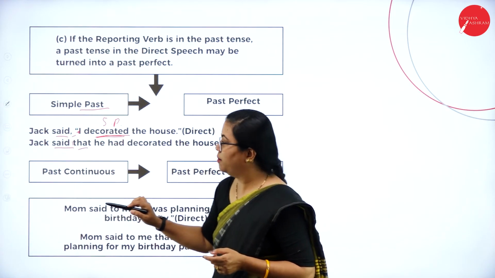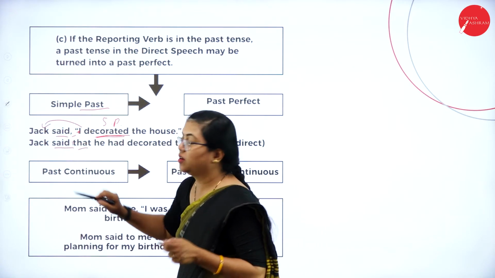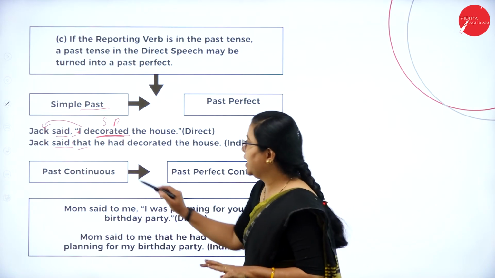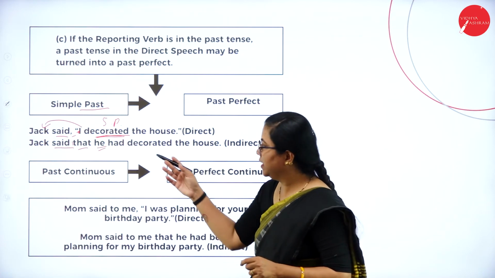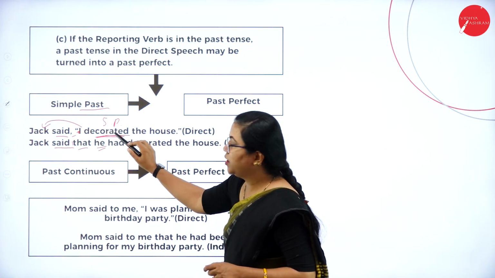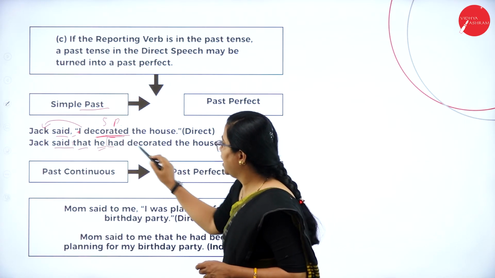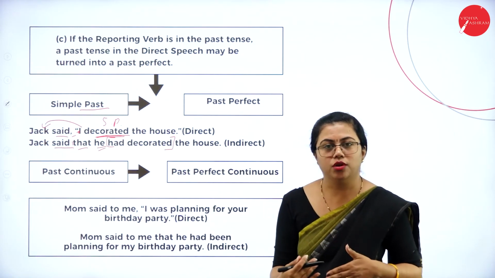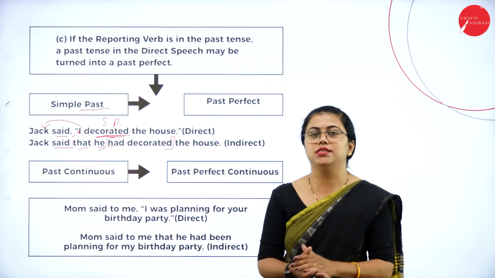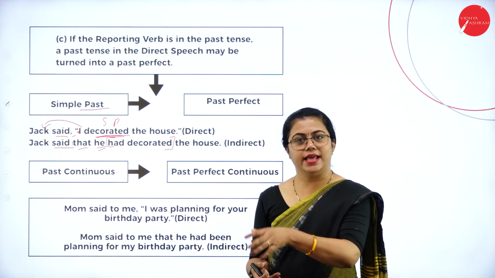Removing this inverted comma, this "I" refers to Jack, which is a male person. So inside I have to use a male personal pronoun here. So it is "he". Now decorated, already in simple past, this will change to had decorated. Okay, so decorated will change to had decorated. Whatever is the past tense, just add had and then put it.